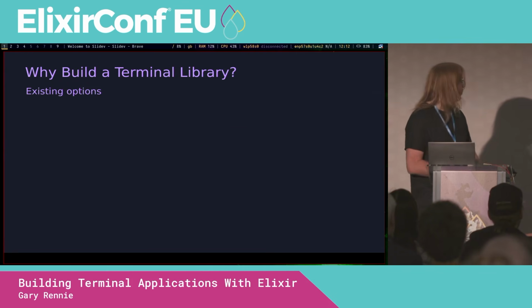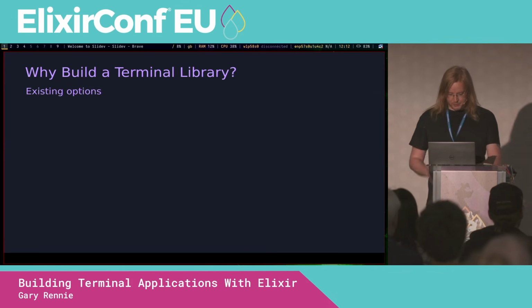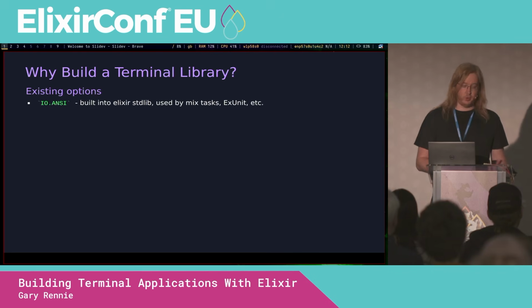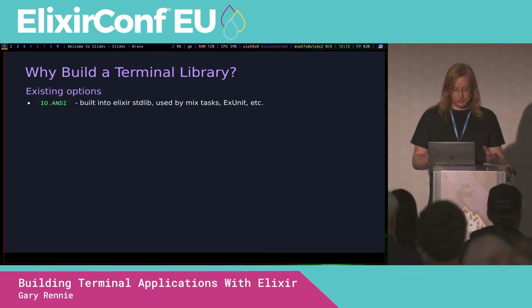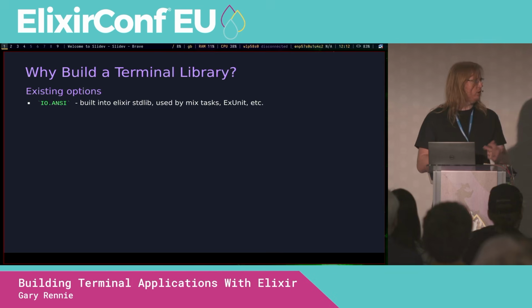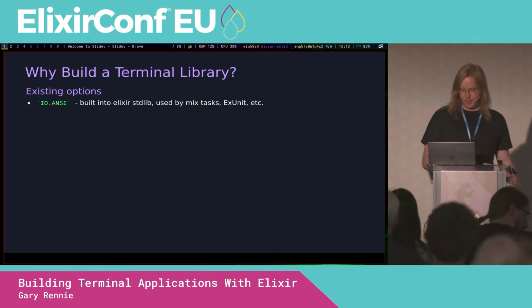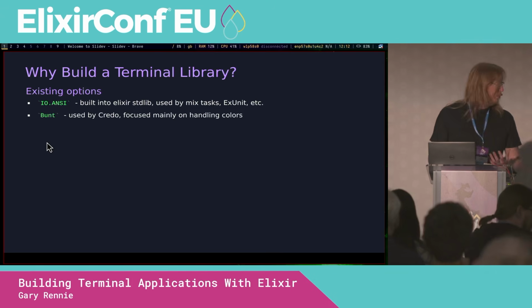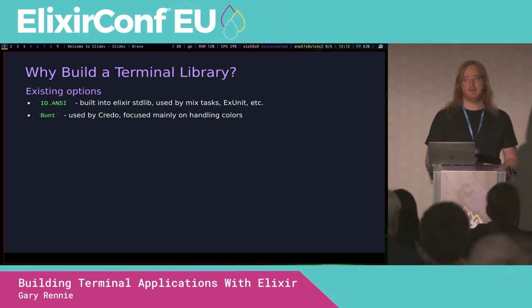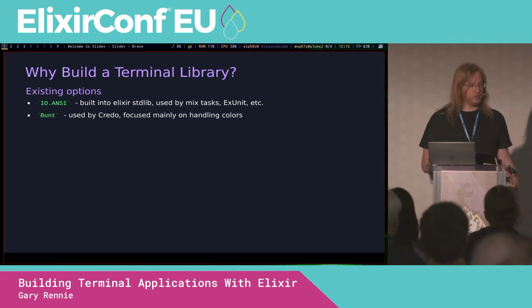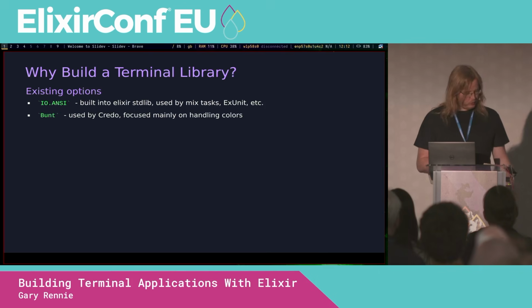So the first thing I need to talk about is why build a terminal library. There are a few existing options. There's io.ANSI, which is built into the Elixir standard library. It's really good if you just want to format some text. It's used by Mix tasks, like when it creates files, or in ExUnit when you run your tests and it does a colorized diff. That's handled by io.ANSI. The most popular library I could find in this space is called Bunt. I suspect the reason it's the most popular is because it's the default used by Credo, which is a very popular linting tool for finding code smells. It has a very similar API to io.ANSI, and it's worth checking out as well.